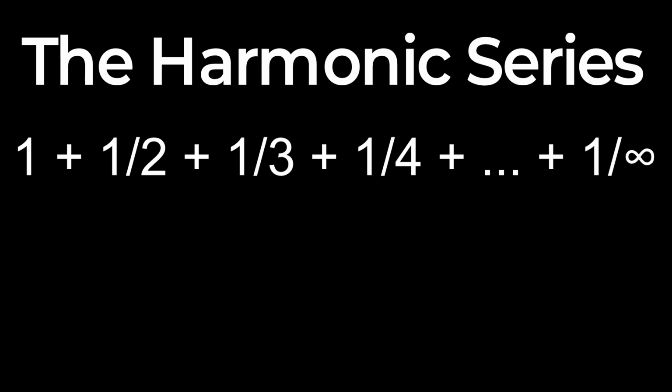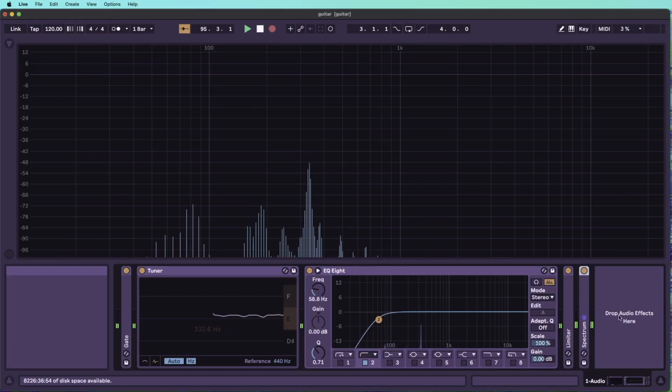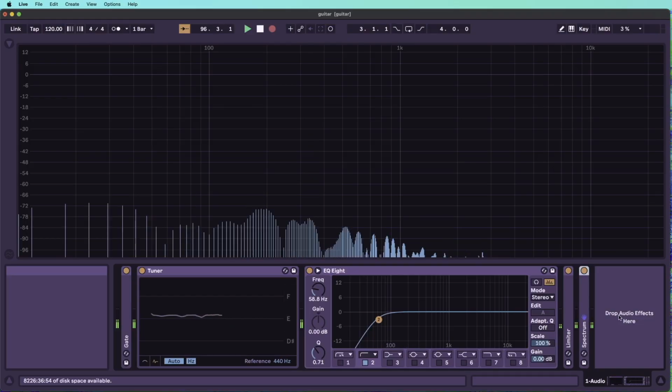1 plus 1/2 plus 1/3 plus 1/4, all the way up to 1 over infinity. You can also think of it as a series of multiples. 1x plus 2x plus 3x plus 4x, etc., with x representing our starting frequency. All these multiples exist at the same time as our fundamental.